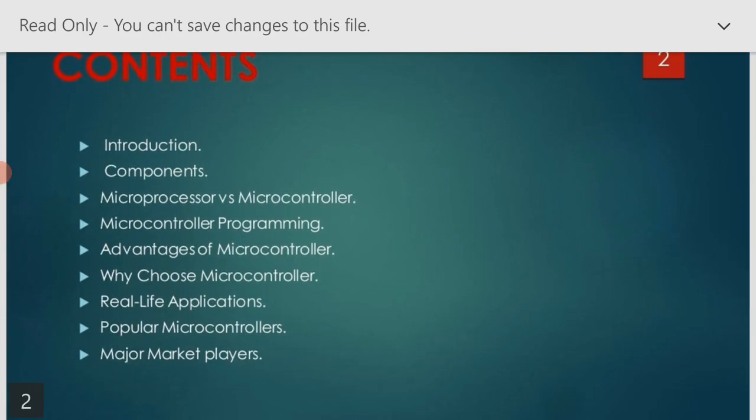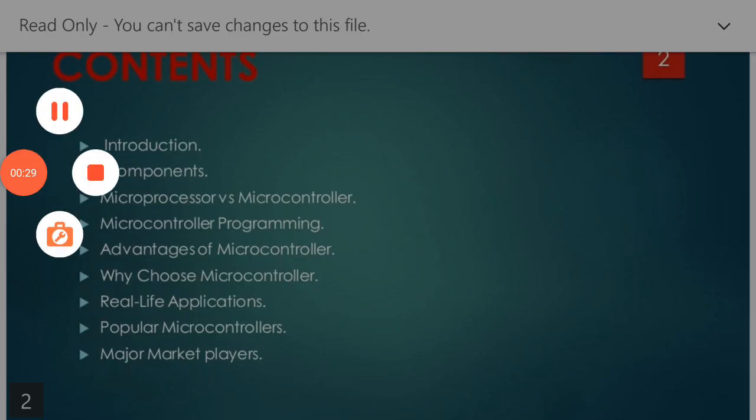Firstly, we see the contents of microcontroller. Introduction, components, microprocessor versus microcontroller, programming, advantages of microcontroller, why we choose microcontroller, real-time applications, popular microcontrollers, major market players.